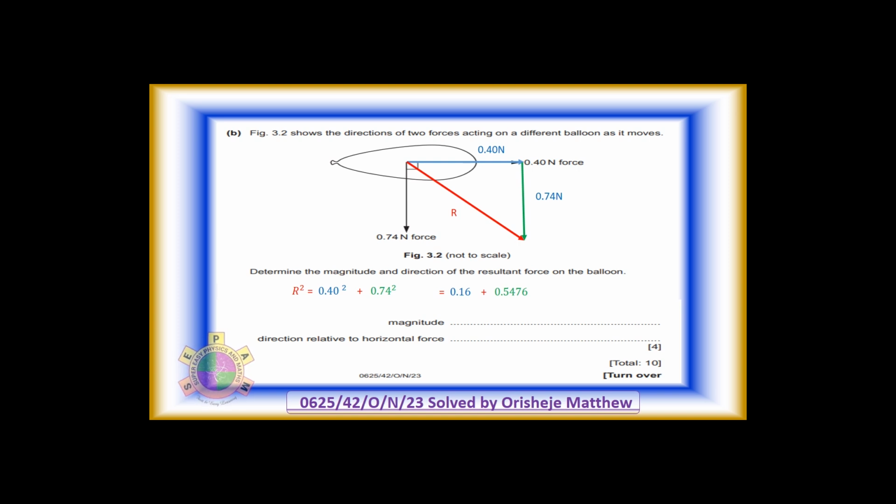The square of red resultant force is equal to the square of blue force plus the square of green weight. The resultant force is the square root of 0.7076, which is 0.84 Newton. The next step is calculating the direction of the resultant force using trigonometric ratio. The direction of the force theta is equal to arc tan 0.74 divided by 0.40. The direction of the force theta is equal to 62 degrees to the horizontal propelling force.